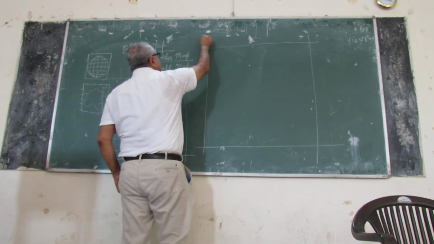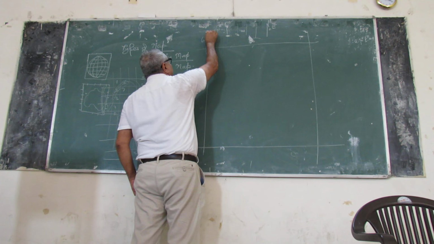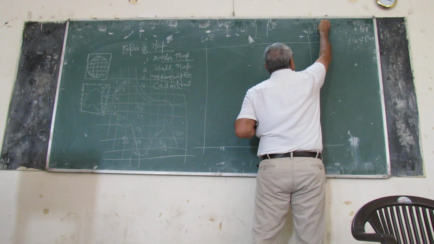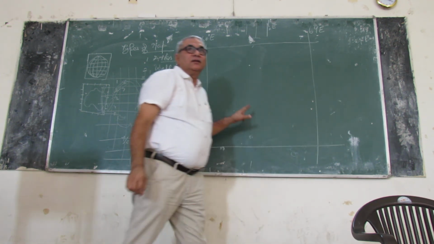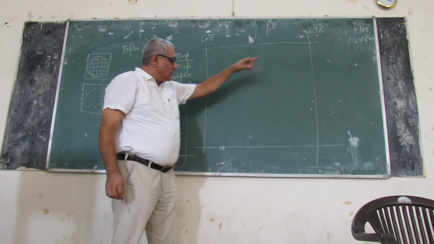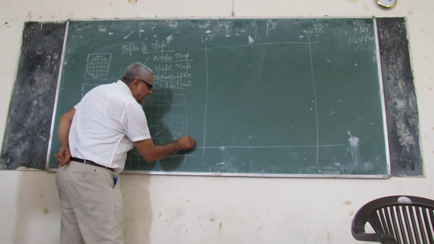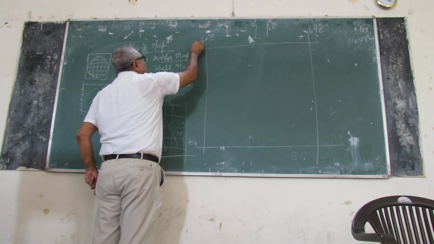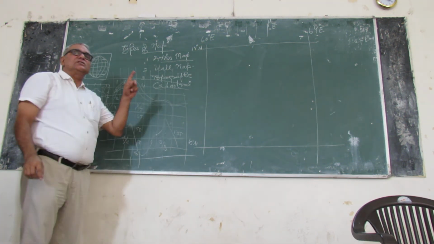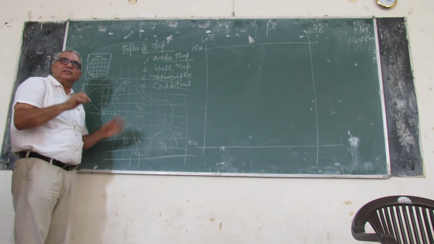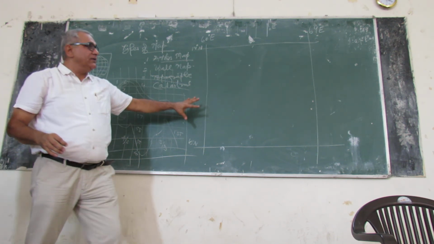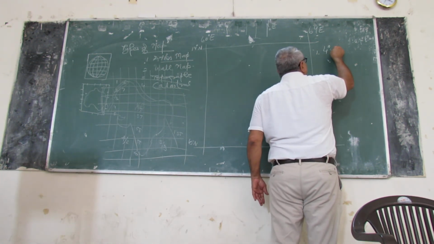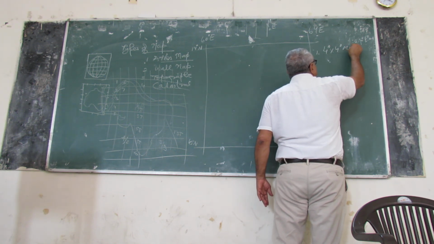Suppose this is say 60 degree east. Then they said this must be 64 degree east. So the difference is 4 degree. Suppose this is say 10 degree north, so it will be 14 degree north. So this is 4 degree by 4 degree. This is one hypothetical example I gave you. So one type of maps are 4 degree by 4 degree maps.